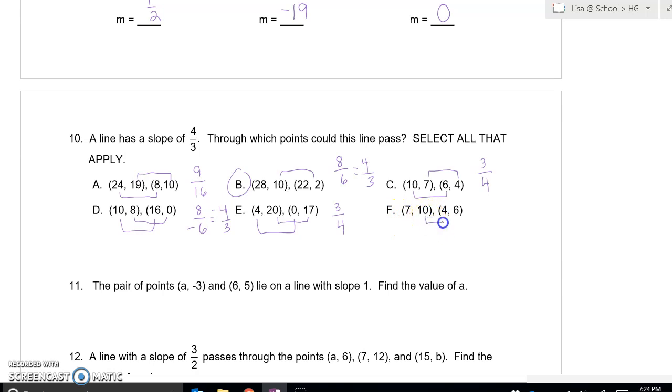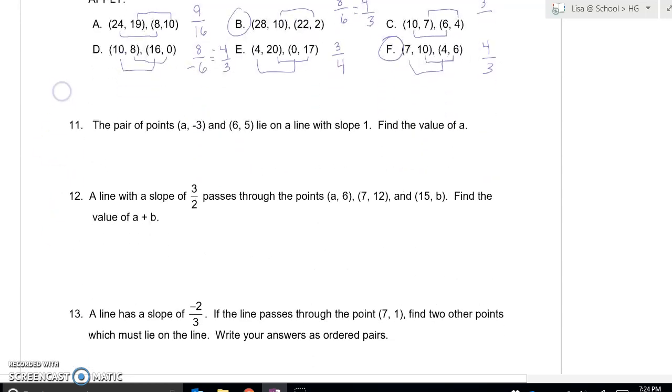Letter F, the change in y is 4. The change in x is 3. That's the same as 4/3. So the two answer choices for number 10 are B and F.